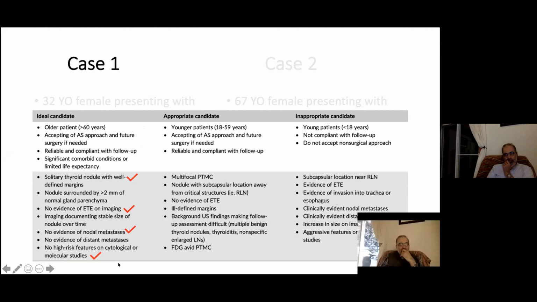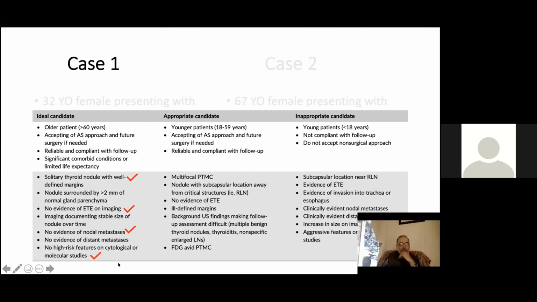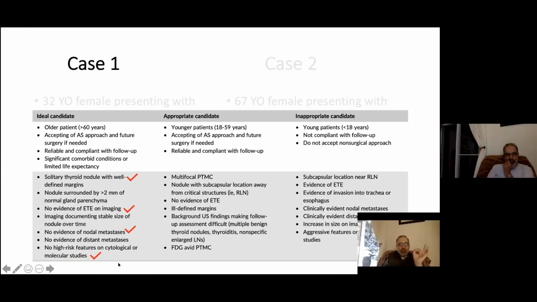So in case one, this was a solitary nodule and I've ticked those boxes here. You can hopefully see the tick marks. So solitary nodule, well-defined margins, and there was normal thyroid parenchyma around that nodule. There was no evidence of extrathyroid extension. No nodal mets were seen on the ultrasound, and the cytology showed no high-risk features.